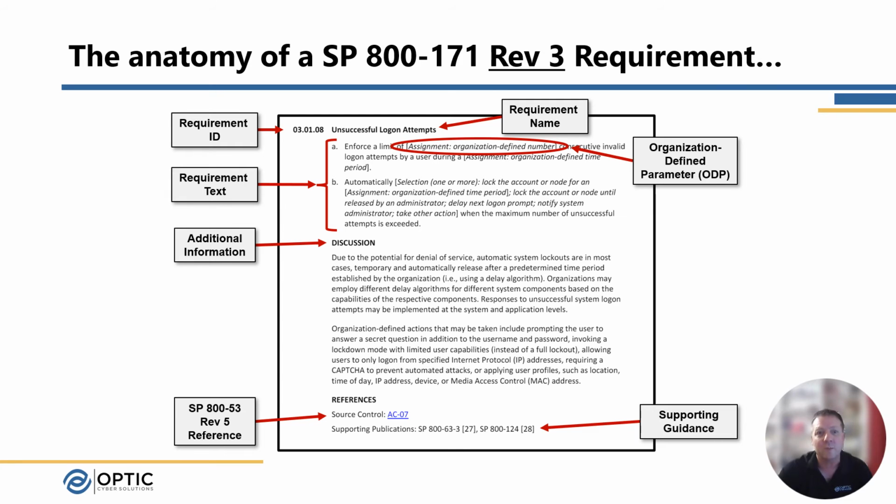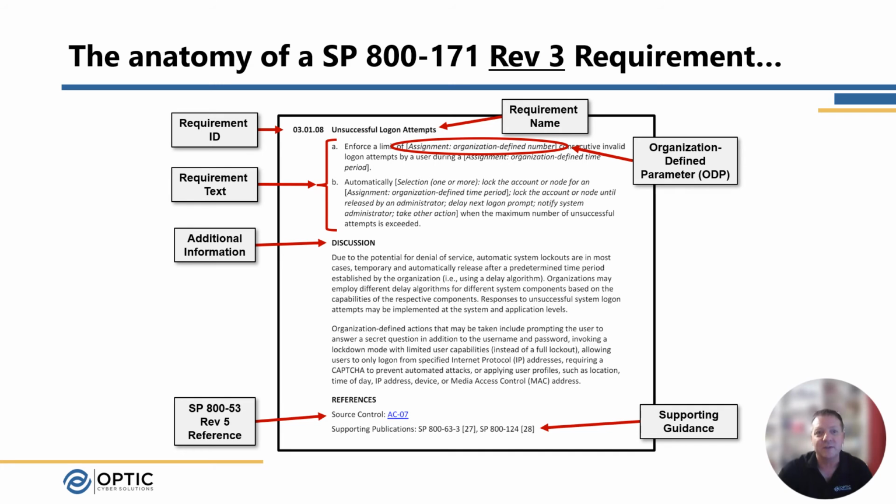In Revision 3, NIST has expanded the information that is provided for each requirement. We still get the requirement ID, the requirement text, and additional information in the form of the discussion text. But we also get additional references that help us map directly back to the 800-53 security control that yielded the requirement's inclusion in 171 Rev3. And we also get supporting guidance. Supporting guidance is basically just other NIST documentation, publications that will help give us ideas or help us to understand how to implement and meet the capabilities described by the requirement.